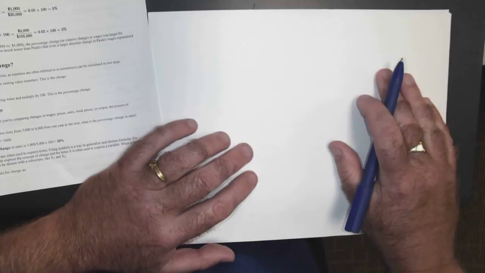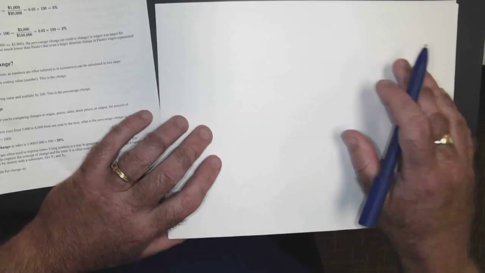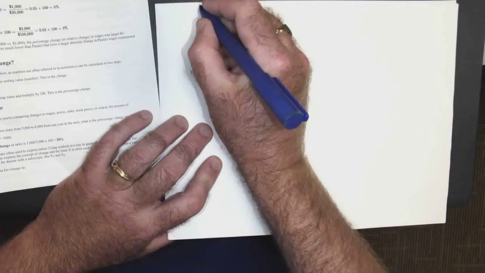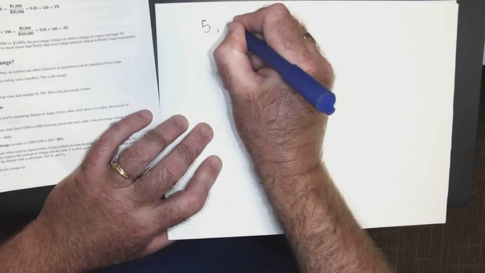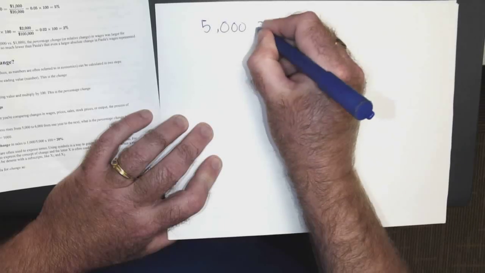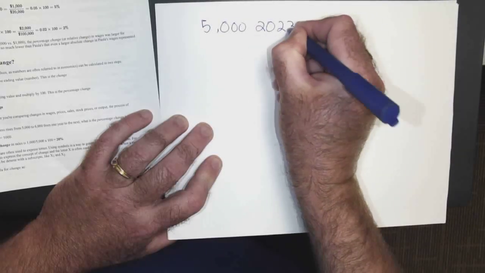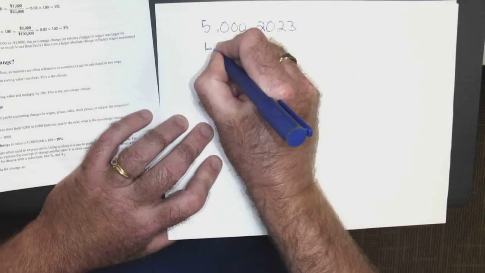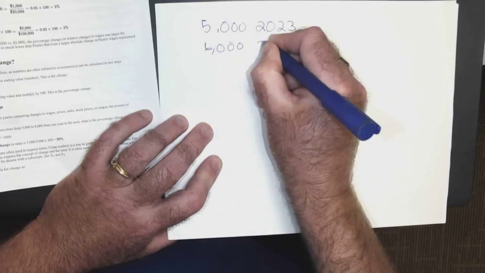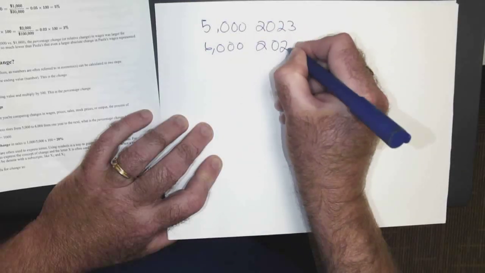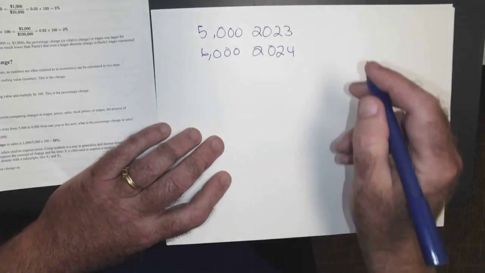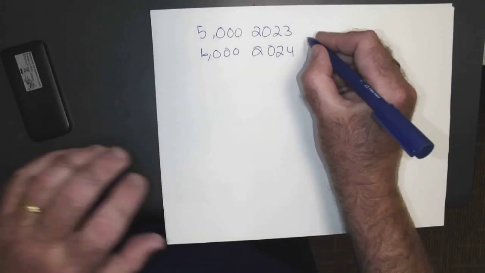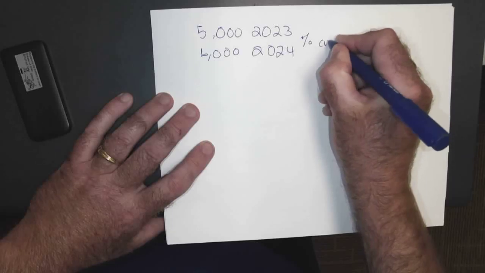Let's go ahead and do a sample problem. So for example, let's say you have a business and your sales were 5,000 in 2023. In 2024, your sales are 6,000. Or month to month, either one, doesn't matter. So now we want to figure out what is the percentage change in sales.